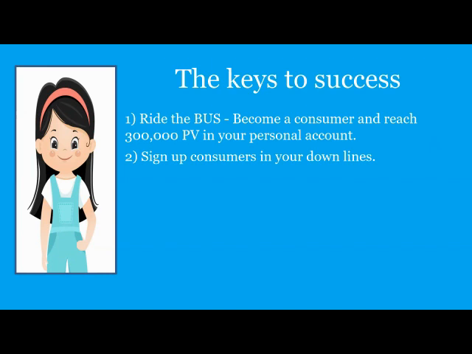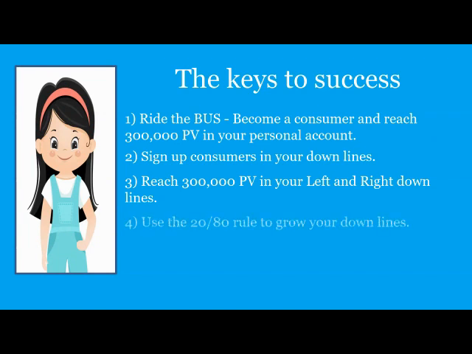You don't need to tell people about the business. Just tell them about the products. Tell them to become consumers. Later on, they can become partners. Reach 300,000 points in your left side and 300,000 points in your right side. And then use the 20-80 rule to grow your downlines. And then train your partners to do the same thing. It's about duplication. Your success is guaranteed with duplication.